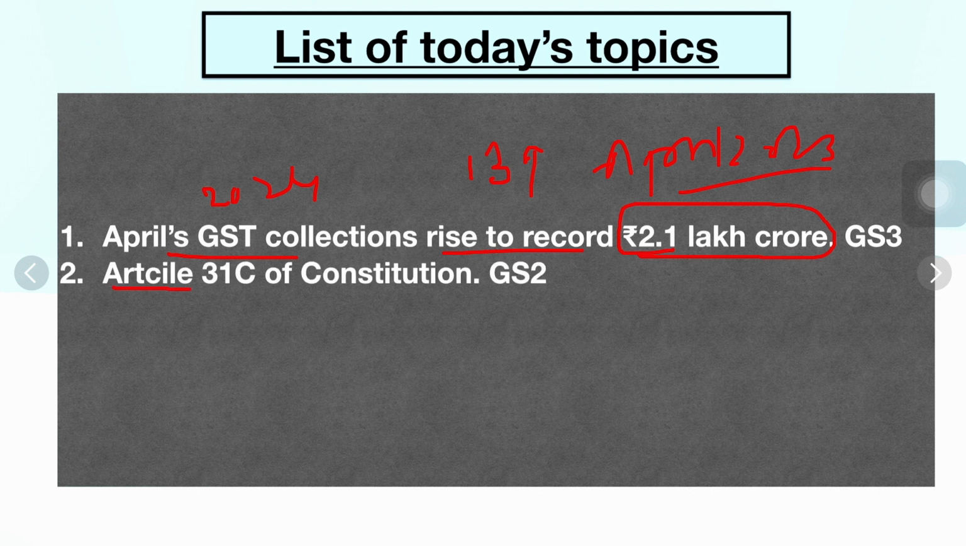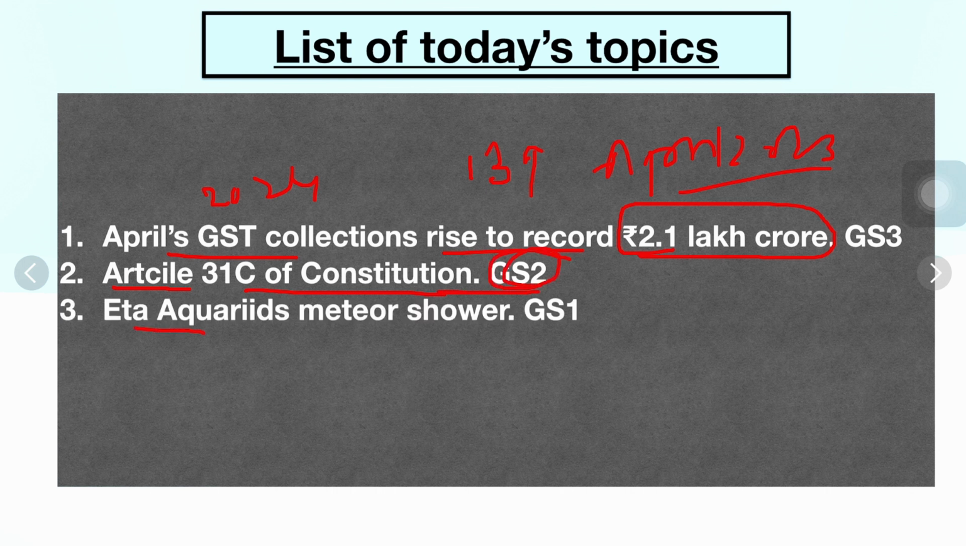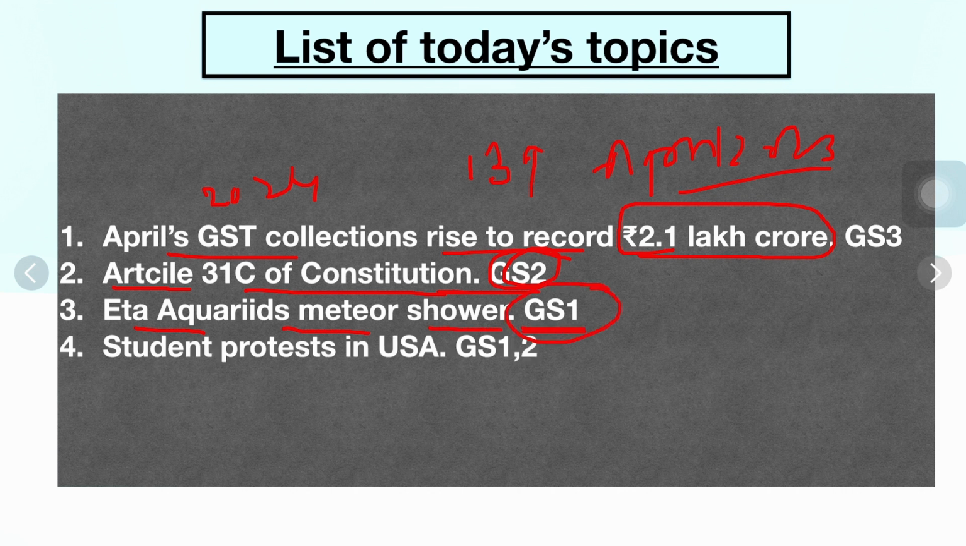Then comes Article 31C of the Constitution, part of our GS2. Then comes Eta Aquariids meteor shower, geography section, GS1. Next is student protest in the USA, and how does the USA define these when the protests are happening in its own geography, and how does it define the protest when these are happening away from its own geography? So what is the difference? What is the hypothesis? And what is the US stand when protests are similar but geographies are different? So this is part of our GS1 and 2.